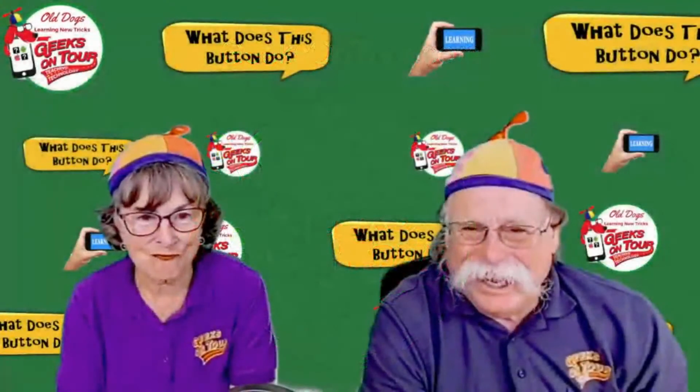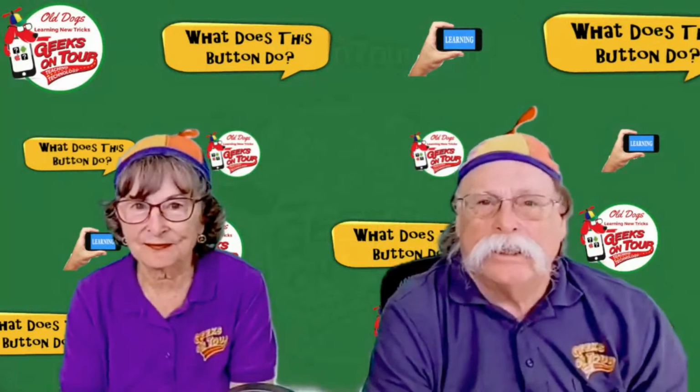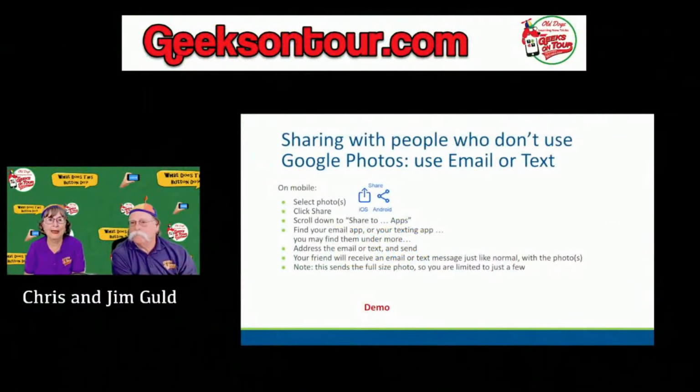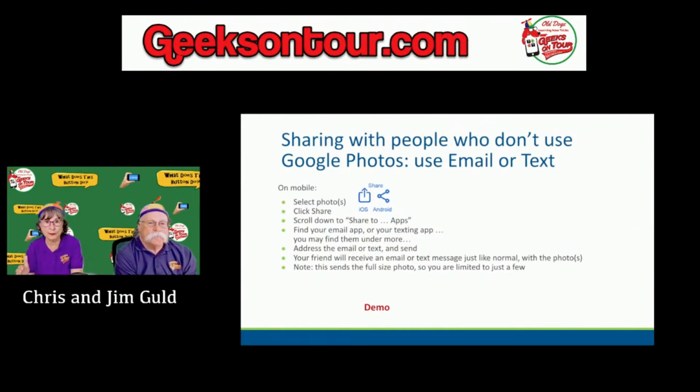All right. Where are we now? So that was sharing to an email or text. This is for somebody who doesn't use Google Photos. If they use Google Photos, send it to their Google Photos. Just make sure they know where to find it. If they don't use Google Photos, you can share to whatever they want. Good. All right.